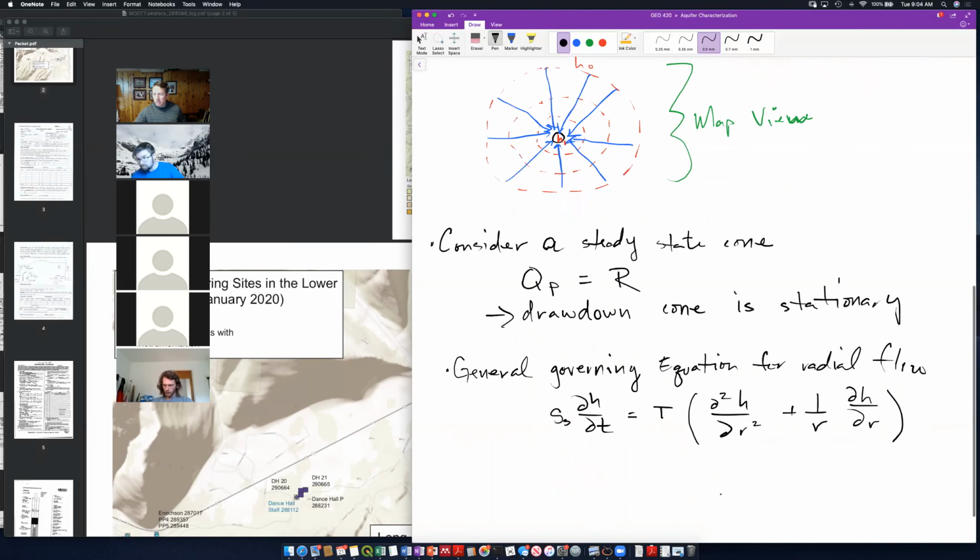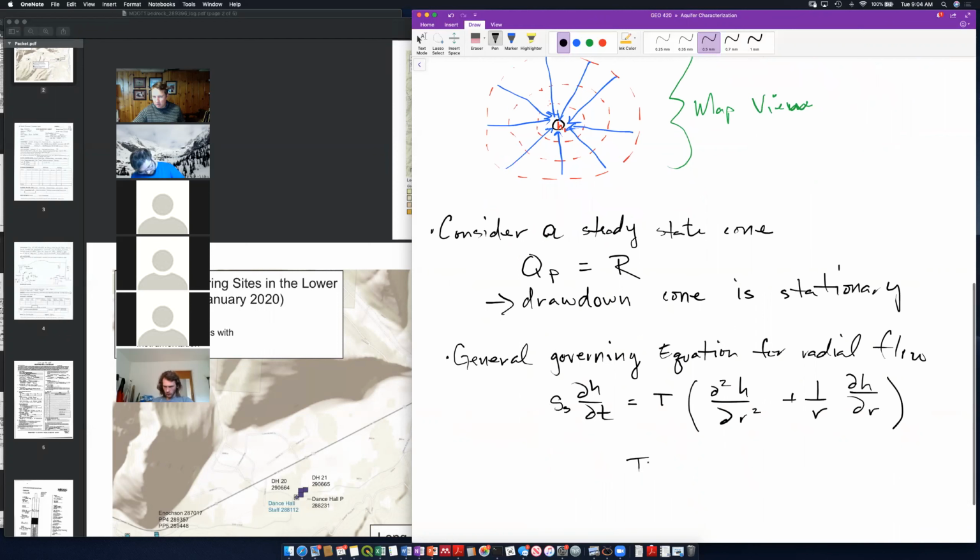All right, where T is the transmissivity, that's K times B. When I make a change of coordinates from XY to radial coordinates, you just end up with this 1 over r, extra 1 over r dH/dr. But the bottom line is this is the governing equation for radial flow to a well.